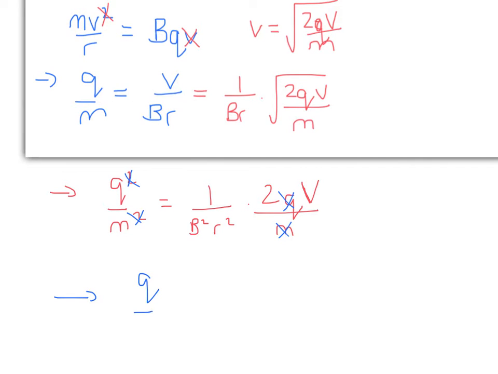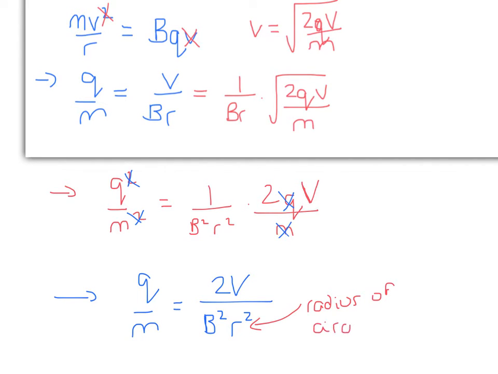So you're back to q over m is equal to, on the top line, 2V, and on the bottom line we have our magnetic field strength or flux density, B, and r squared, where r is the radius of the circle you can see in the tube, which you can measure with a ruler. You pick a magnetic field of known flux density, you set the potential difference on your electron gun, and hey presto, you get an approximation for the specific charge of an electron.